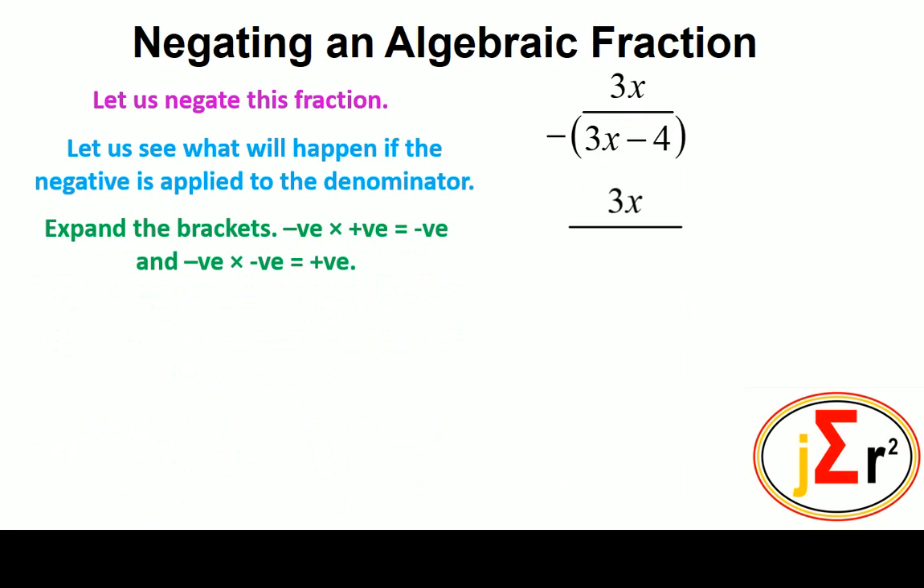Expand the brackets. So we will expand the brackets in the denominator. We know that the negative and this is a positive. So if we are multiplying a negative by a positive, the result is negative. So we will have a negative 3x there. For the other term, we have a negative multiplied by a negative, which results in a positive term.